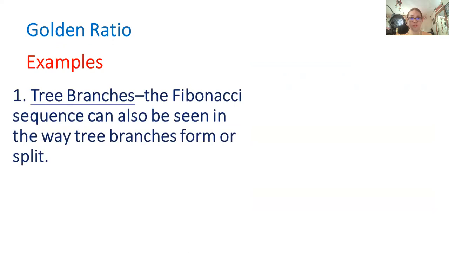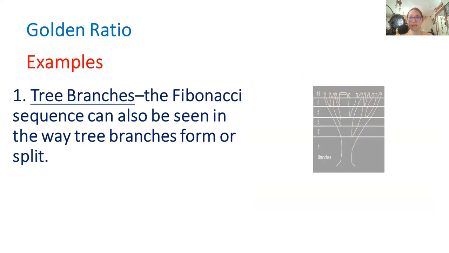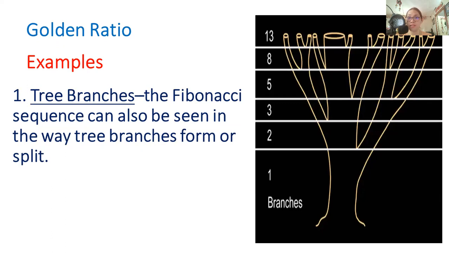Another example for the golden ratio is tree branches. The Fibonacci sequence can also be seen in the way tree branches form or split. Look at the branches, you start with 1, 2, 3, 5, 8, 13, and so on and so forth. It's like the Fibonacci sequence. The tree branches show the Fibonacci sequence as they form or split.